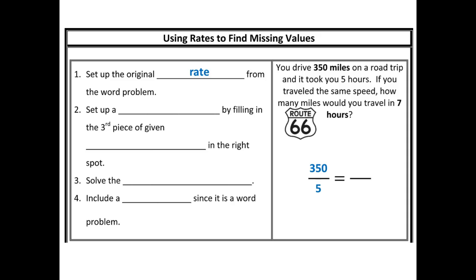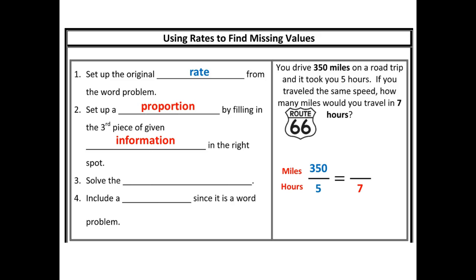Once you have your original rate written as a fraction, we're going to start by setting up a proportion by filling in the third piece of given information in the correct spot. So if we need to figure out what information belongs to what value or which unit, well, the 350 is 350 miles, so I know my miles are in my numerator. 5 is 5 hours. Time usually goes in our denominator because it's a rate of time. Those variable labels carry on into the other side of the proportion. So if I'm given miles, I'll put that value up in the numerator. If I'm given hours, I'll put it in my denominator. I'm given 7 hours, so I'm going to put it in my denominator.